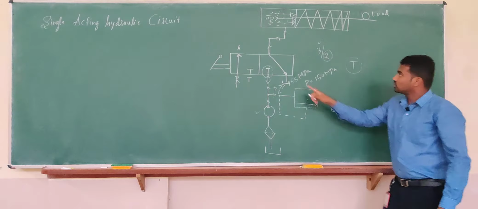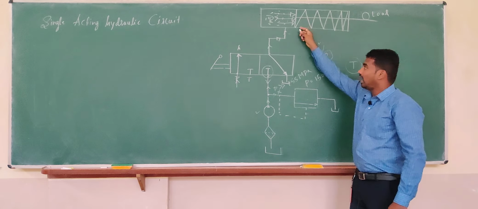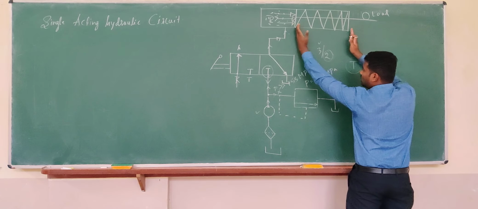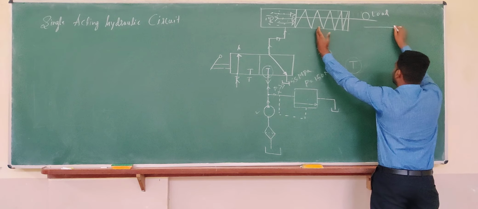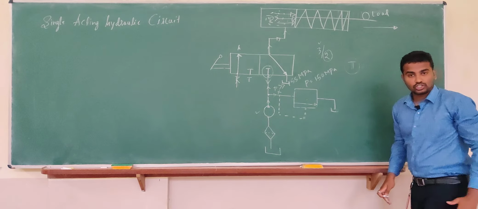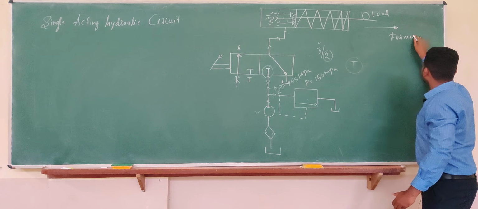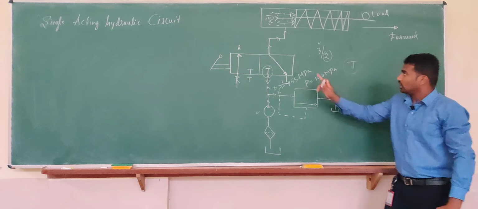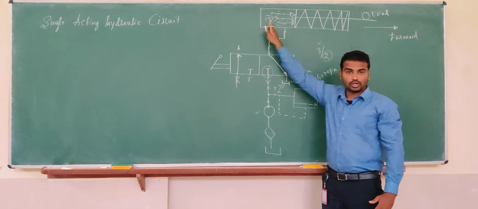Okay. Now because of the pressure of the fluid, it starts compressing the spring, and your piston starts moving towards the right hand side, and this rod is going to move in this direction. So which stroke is it? This is called a forward stroke. In the forward stroke, the movement happens only because of the pressure of the fluid.